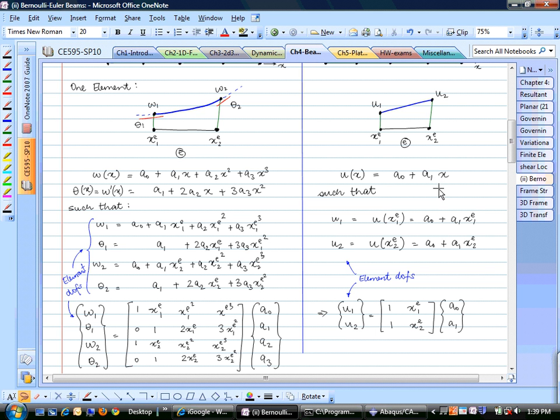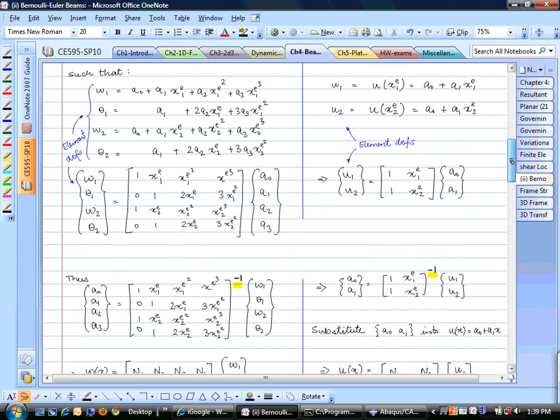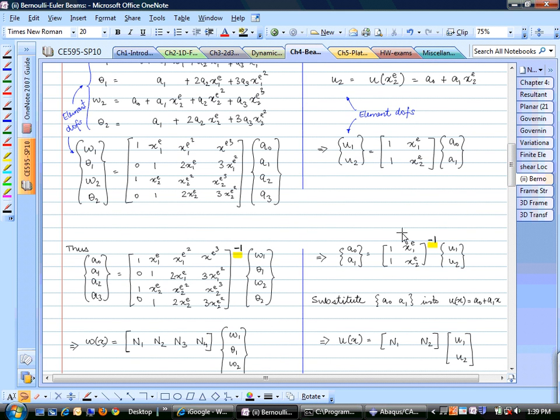That's how we also generated the shape functions for the triangular element. For the triangular element, we had 1, x1, y1, and so on. And we calculated what the coefficients would be, plugged them back into the expression for the displacement, and that's how we got N1, N2, N3. So the same idea holds here. We take this matrix, invert it, and that allows us to write A0 and A1 in terms of U1 and U2.